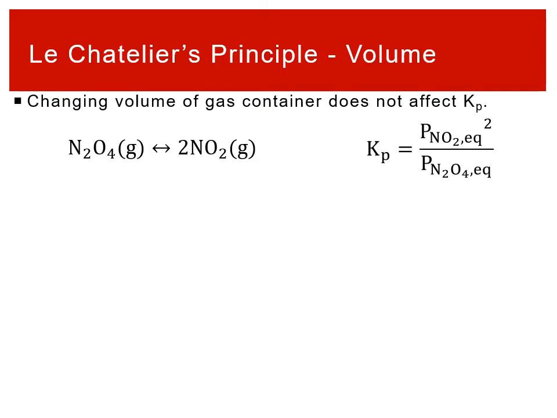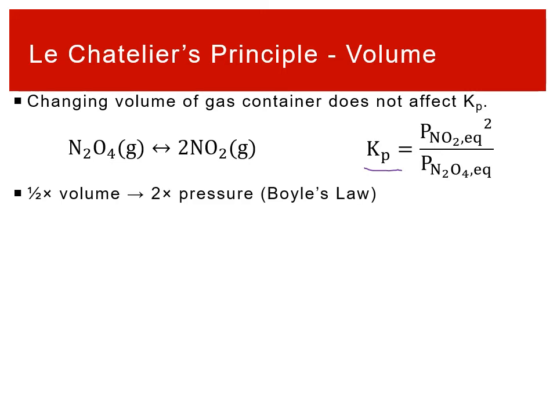So why does this happen? And again, changing the volume is not going to change the equilibrium constant. Equilibrium constant, once you have your reaction and temperature, that's locked in. So say I have this reaction, N2O4 gas becomes 2NO2 gas. I have my equilibrium constant expression, and whatever the value for Kp is is going to be the value for Kp. I increase my box, I decrease my box, does not matter.